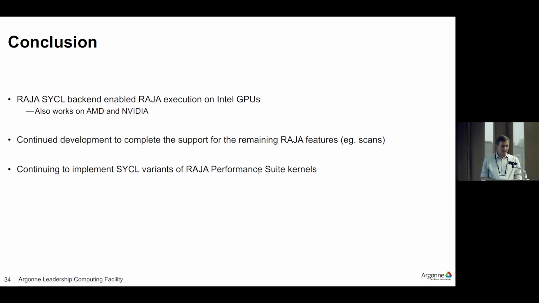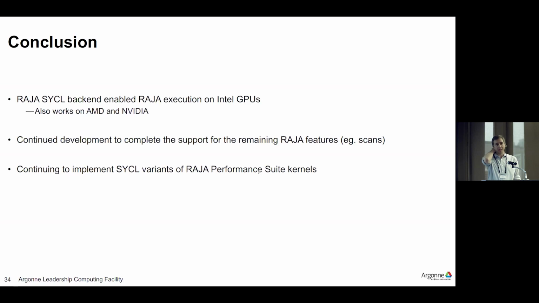So in conclusion, essentially we got the Raja SYCL backend enabled. So we're running Raja applications. This is also working on AMD. We run some of the CI on AMD. I've also tested on the Polaris system for NVIDIA. And then obviously for Intel, we're checking on Sunspot and Aurora. There's continued development happening right now. There's some missing features such as scans, straightforward things that were not used by the applications we were looking at the time, but they're being filled in.